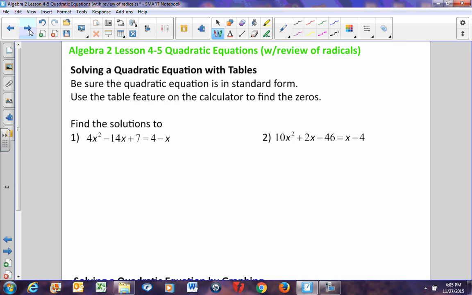Another way you can solve is you can use the table feature on your calculator. To use the table feature on your calculator, you need to put your equation into your calculator. And it doesn't matter if you're going to use your Inspire or you're going to use your 84, you're still going to do the same basic thing. You're going to put the equation in as if you were going to graph it. So you have to put it in y equals form. So get your y equals graph.